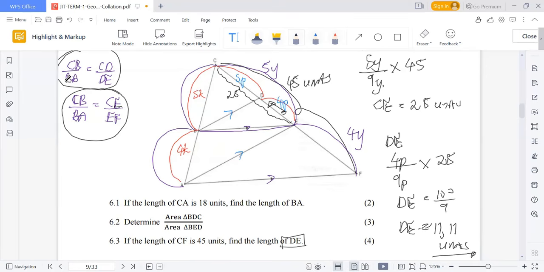So you're just making use of the information that you are already provided with. So you all base it on this ratio here, which is CD over BA.